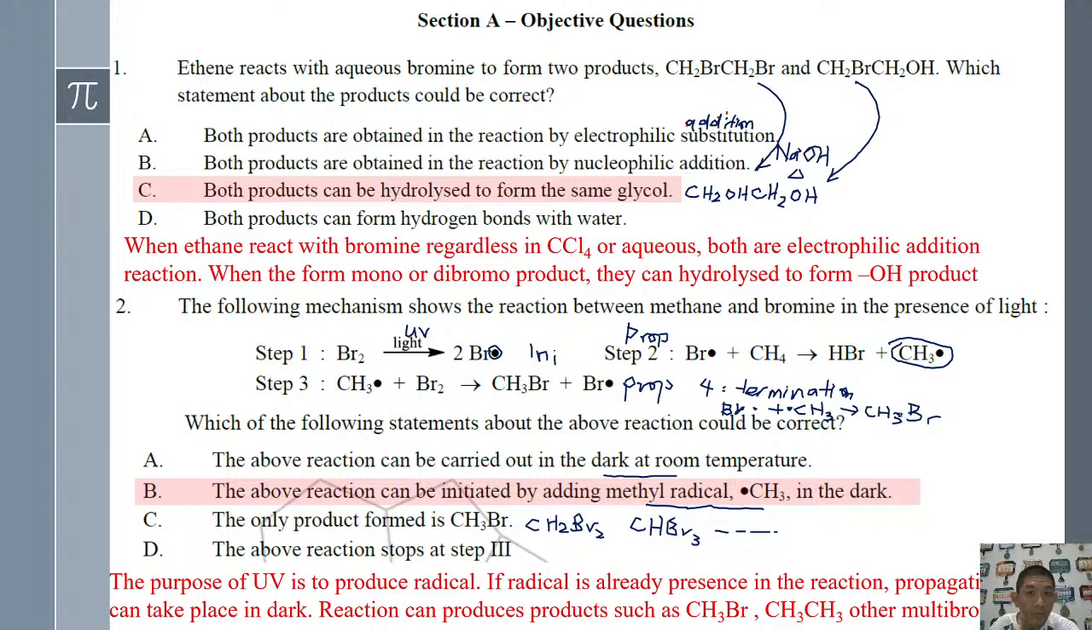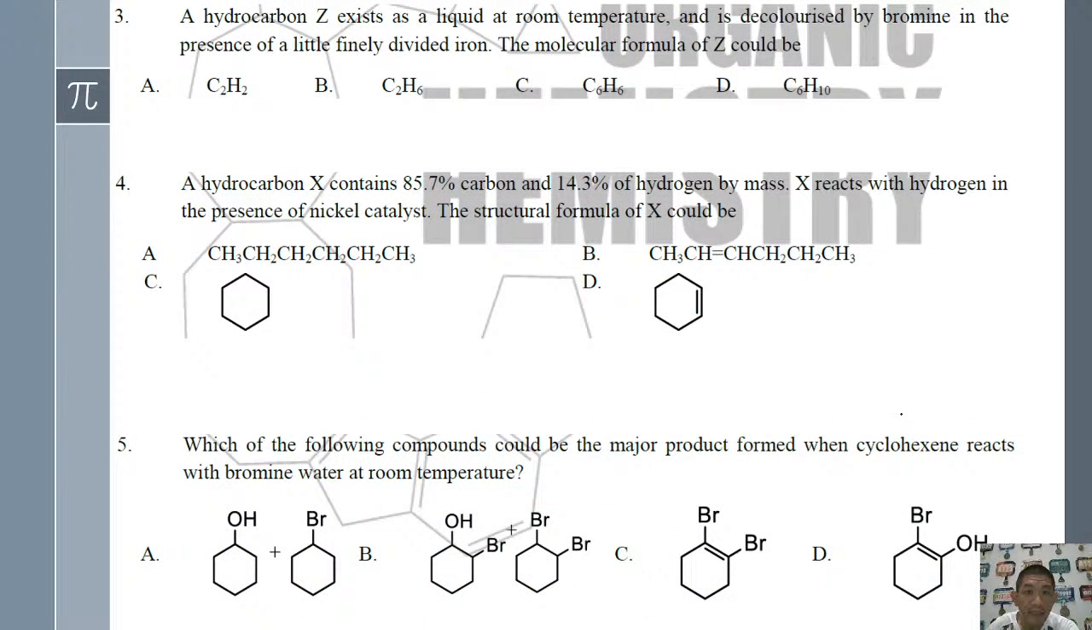Immediately we move to question number 3. Hydrocarbon Z exists as a liquid at room temperature. The keyword here is liquid. For hydrocarbons, for your information, C1 to C4 are usually gas, usually C5 to C10 are liquid, and C11 and above are usually solid. So this is a rough guide of how many carbons you should have to form each state of matter.